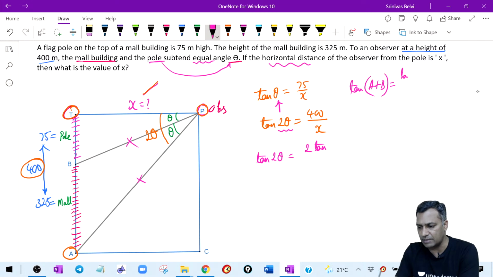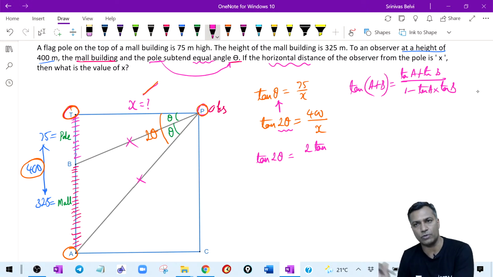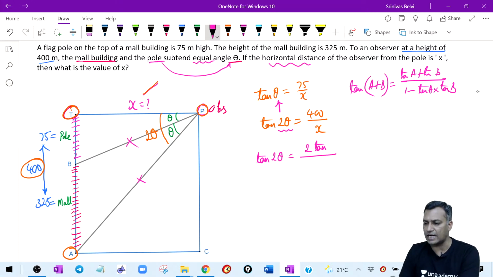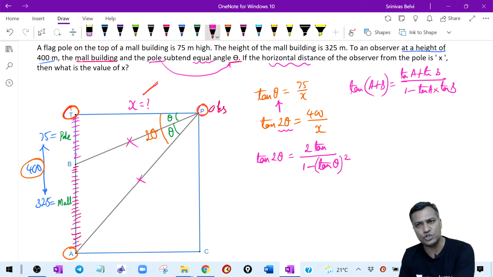What is tan A plus tan B? Tan A plus tan B divided by 1 minus tan A into tan B. That is the formula for tan of A plus B, in which A and B are equal. Therefore, you write it as 2 tan theta divided by 1 minus tan theta whole square, which can also be written as tan square theta. Representations are your choice. Doesn't matter.